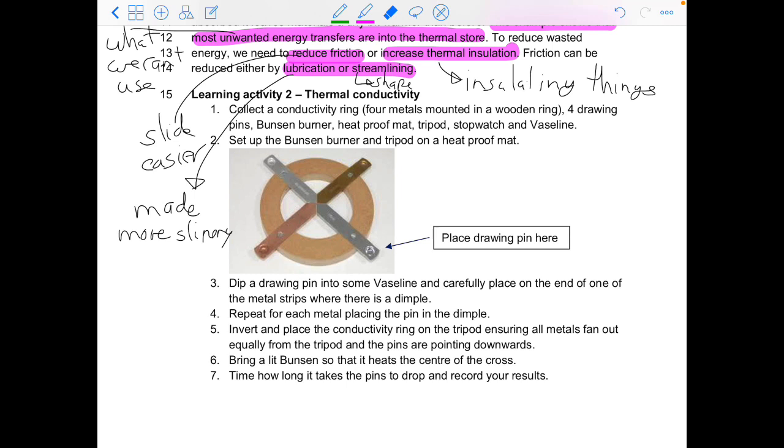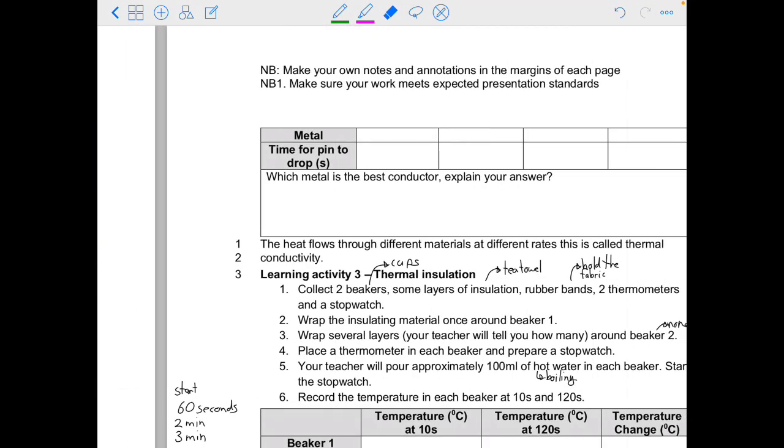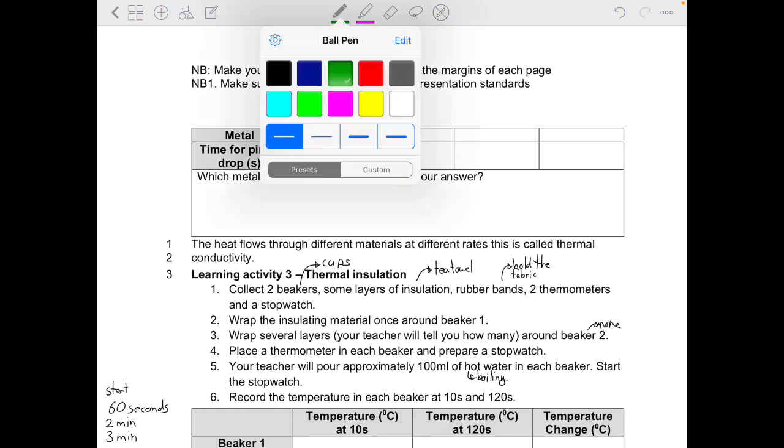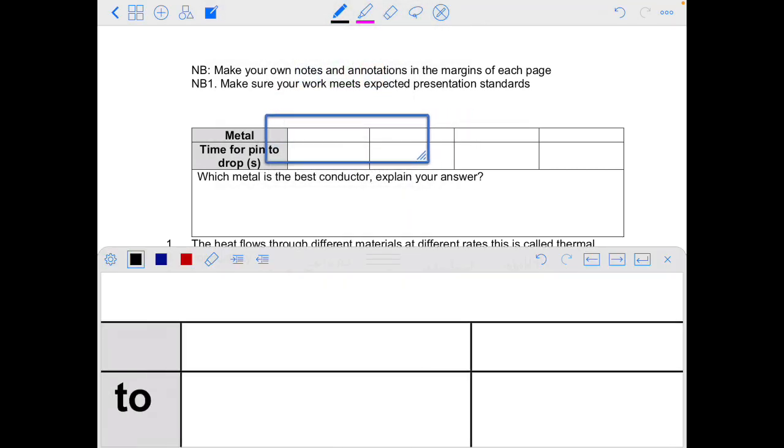Activity 2 is a practical that we would do if we were in class, but unfortunately we can't at the minute. We do, however, have a video of it. So you'll notice this conductivity ring. It has 4 different metals along the outside of it. So the 4 metals that are part of the conductivity ring, please make sure that you copy this table here down into your books.